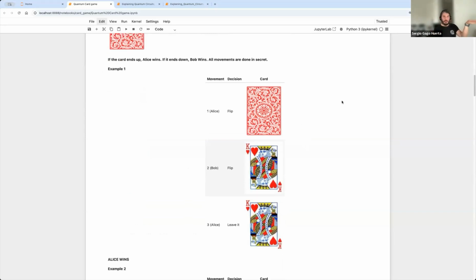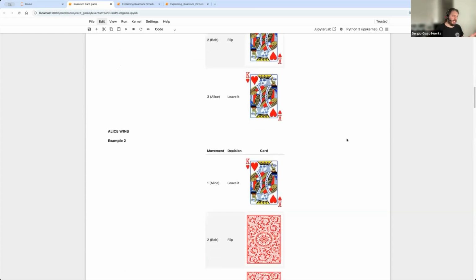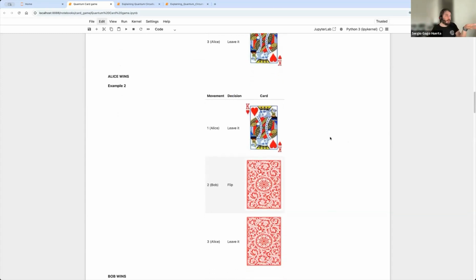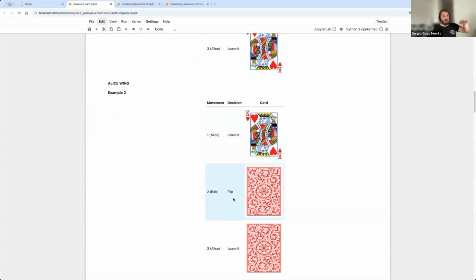So just a very quick example of how this works, right? Example 1, the card starts up. Alice decides to flip the card, goes down. Bob decides to flip it, goes up. Alice decides to leave it as is. The card stays up, so Alice wins. Easy. Another example. Alice decides to leave the card, stays up. Bob flips it, goes down. Alice decides to leave it, stays down. So Bob wins in this case. Right? Are we good? Yep.